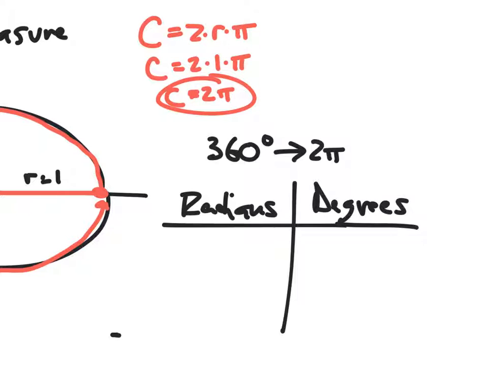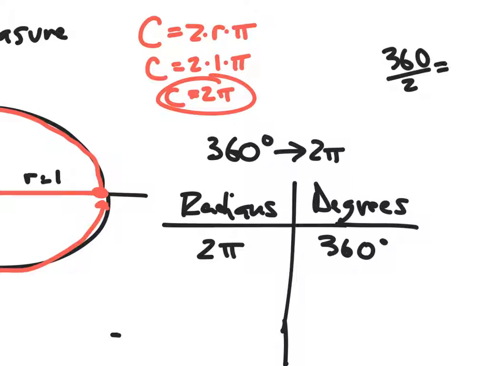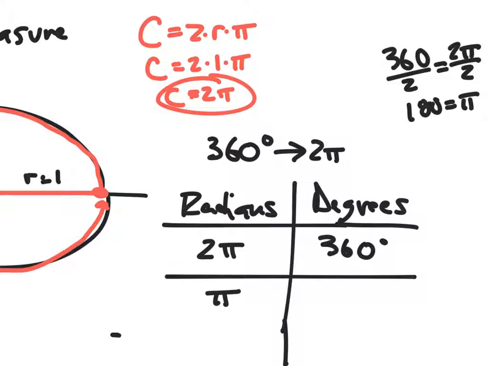All right, and so what I know about that is that if I have 2 pi radians, I'm going to have 360 degrees. Okay, if I take 360 and divide it by 2, as well as take 2 pi and divide it by 2, then that's going to give me 180 is equal to pi radians. Okay, so if I say pi radians, then that's going to give me 180 degrees.